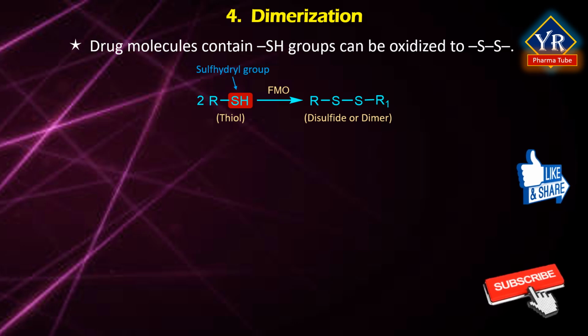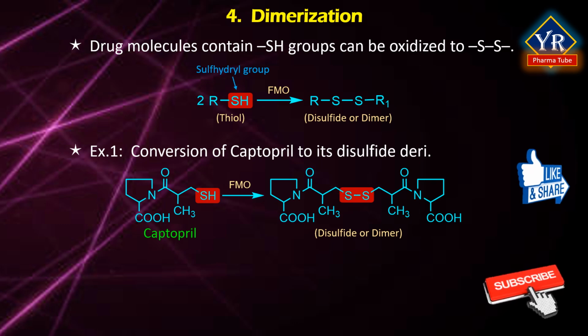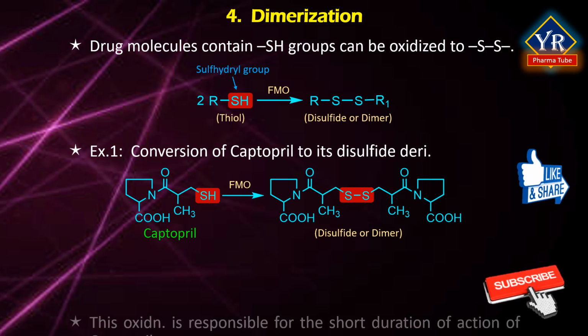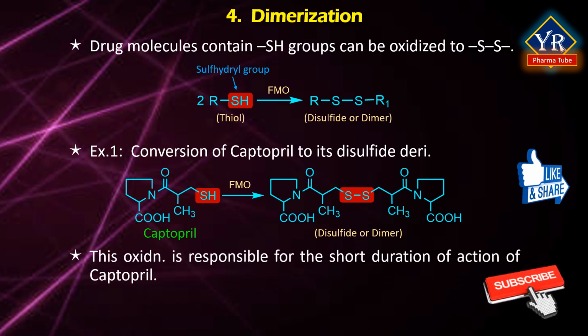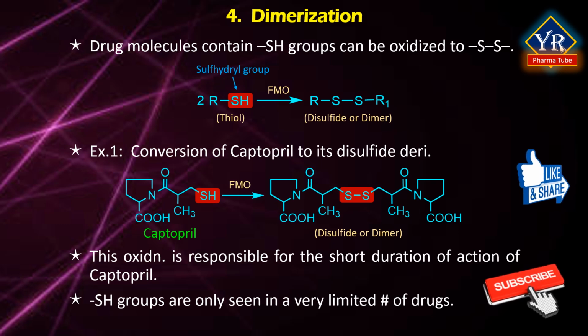An example of this is seen in captopril. Two molecules of captopril are oxidized to form a dimer consisting of a disulfide bond. This particular oxidation is responsible for the relatively short duration of action of the drug captopril. Similar to thioethers, sulfhydryl groups are only seen in a very limited number of drug molecules.